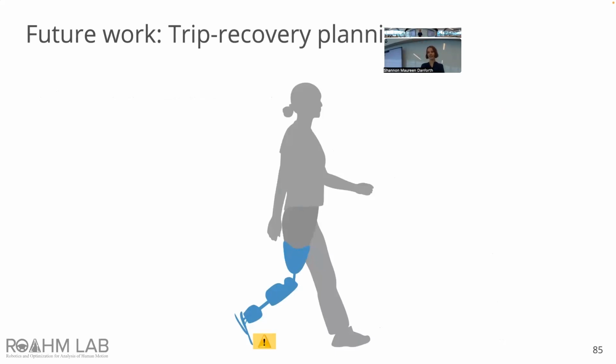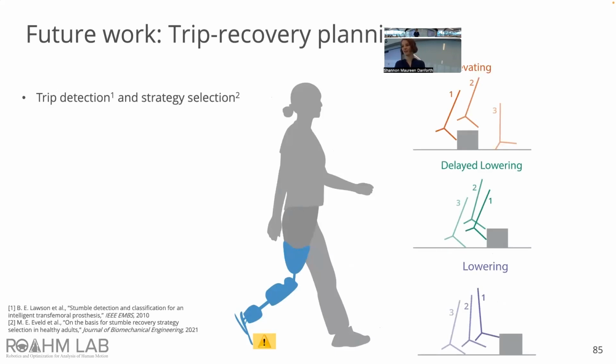For the trip recovery planning framework, we first made some assumptions: that the trip was immediately detected by the prosthesis hardware, and that we know which strategy the person will select to recover from the trip. Both of these assumptions are based on previous work by other researchers, but of course we would have to implement them on our own prosthesis hardware and show that they're reliably detecting the trip onset and predicting strategy selection before we continue with implementing the rest of the framework on prosthesis hardware.